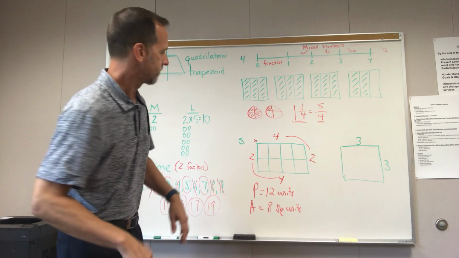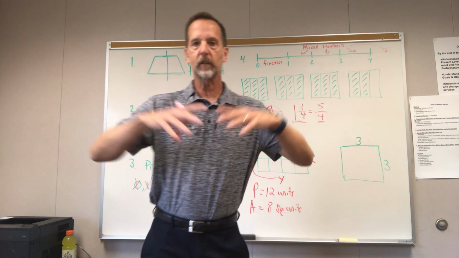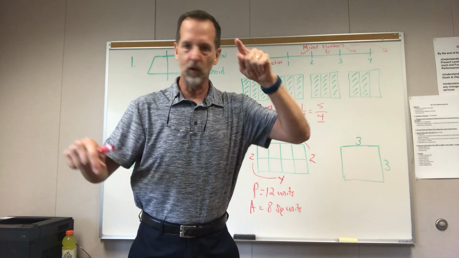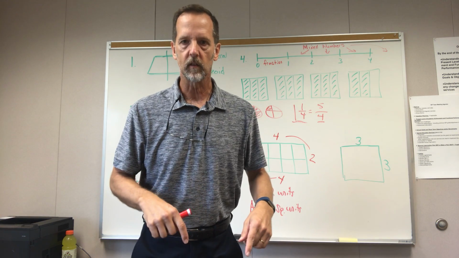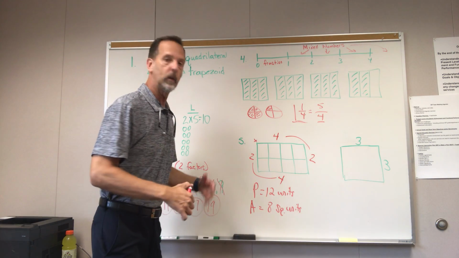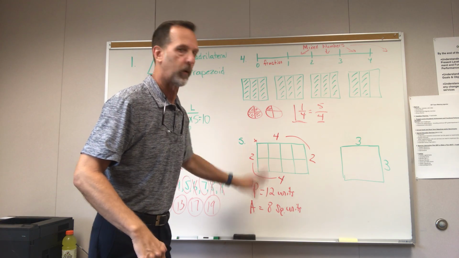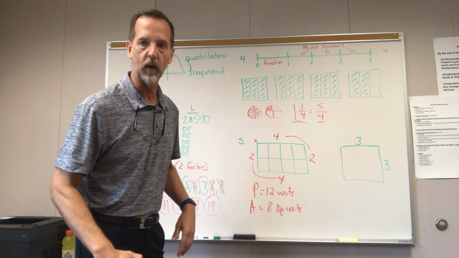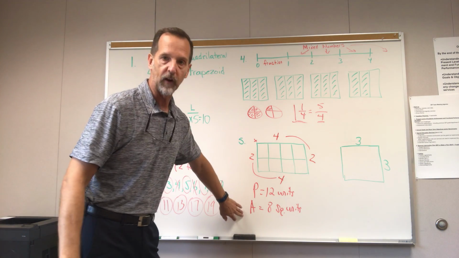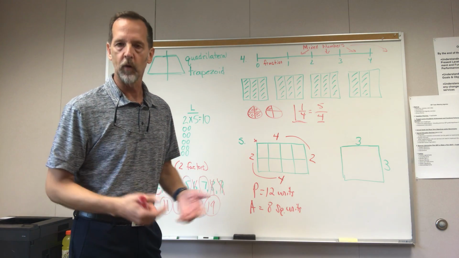Now I want to show you something. When your figures get bigger, you don't want to sit and count all those squares, okay? What we can do is we can use multiplication to help us find area. Okay? Perimeter, you have to add your way around. There's no getting around that. But for area, we can shorten it by multiplying.